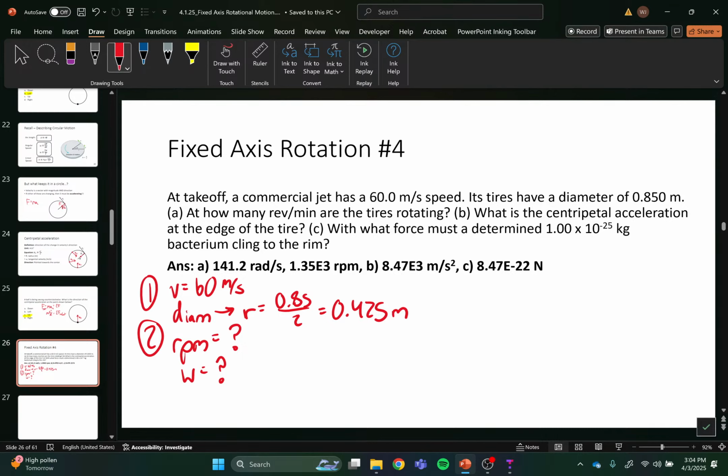Now, see if you can figure out how we're going to get there. Remember the first step, we're going to find angular velocity. See if y'all can figure out how we're going to do that, given what we have and what we need. So we have regular velocity, we have radius, and we want angular velocity.